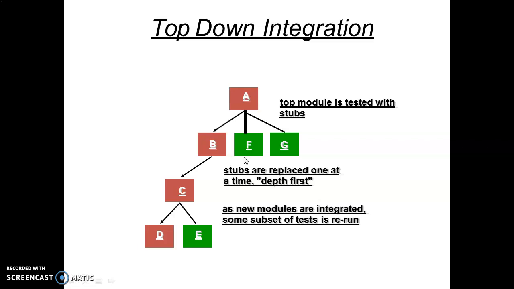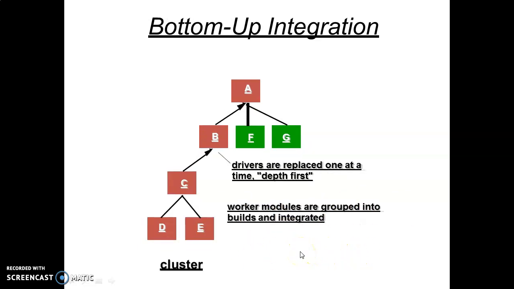Means A calls functions from F and G that are not yet ready. So we create the temporary modules, that is considered a stub. So these stubs are replaced one at a time and it works like depth first. As new modules are integrated, some subset of tests is rerun. Another possible integration technique is the bottom up, where we start from modules D and E, and D and E may require some of the values of C to execute themselves, so that requires a driver.